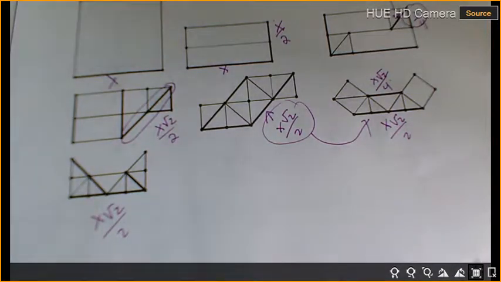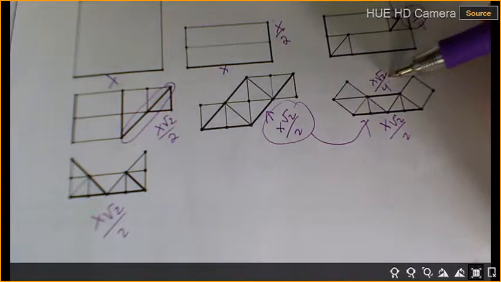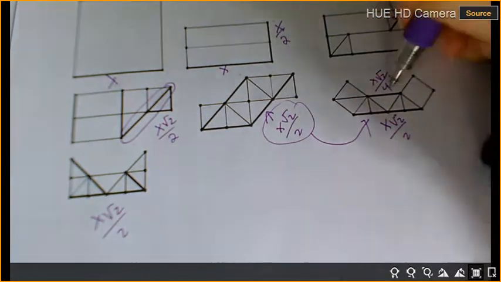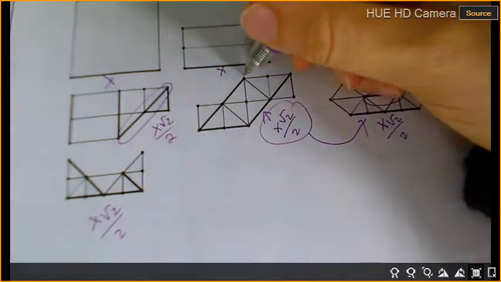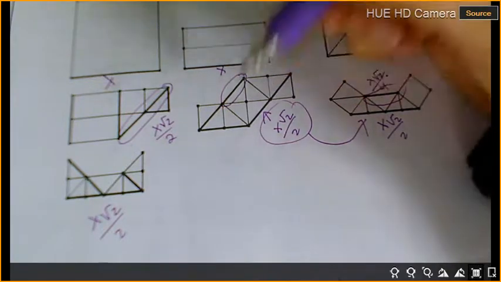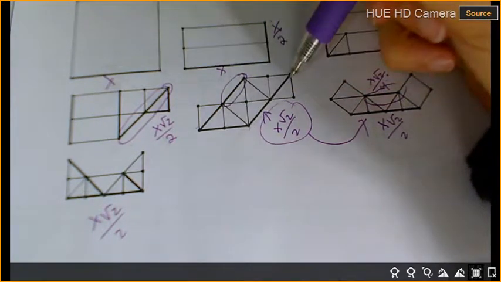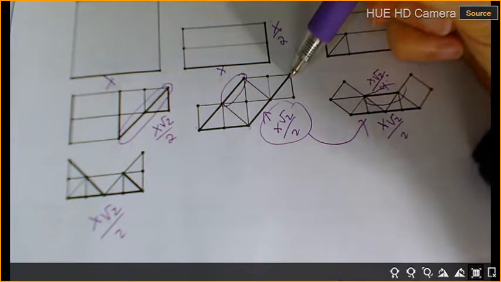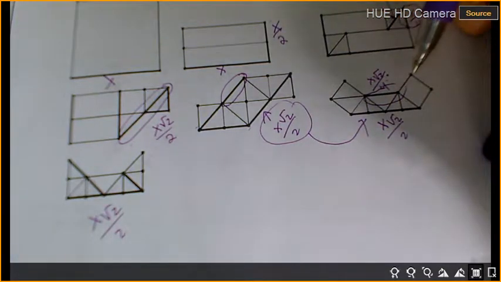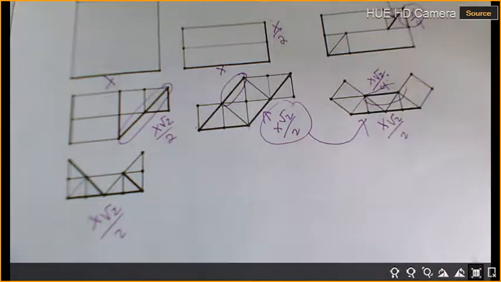Did I lose anybody? And if so, where did I lose you? This top part right here? Okay. Do we get that this side right here is the same as this half right here? And this right here is the same as this, x square root 2 over 2? So I just wanted to cut that in half. So I got x square root 2 over 4.